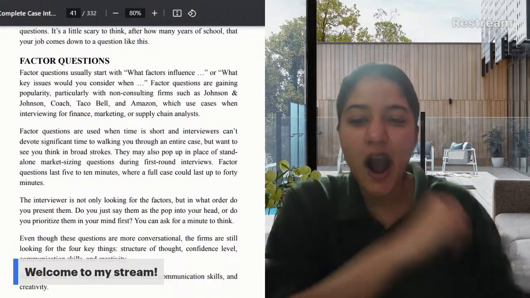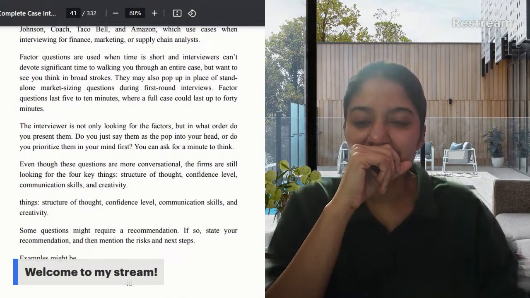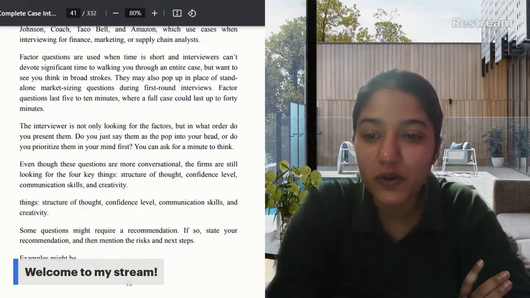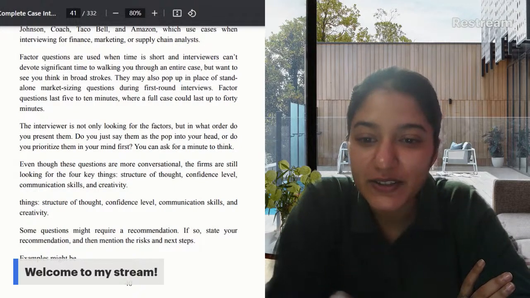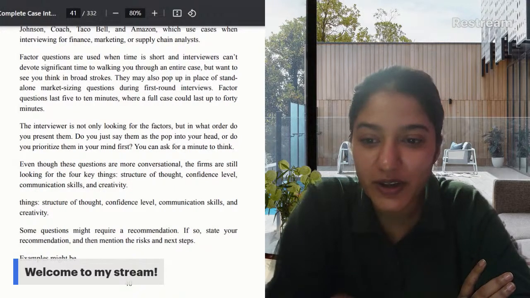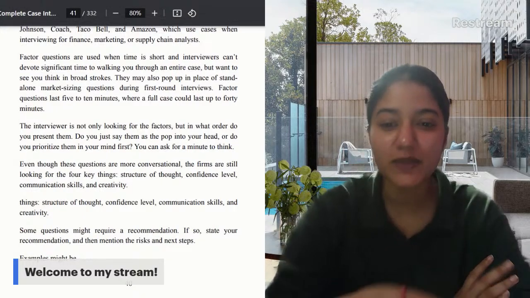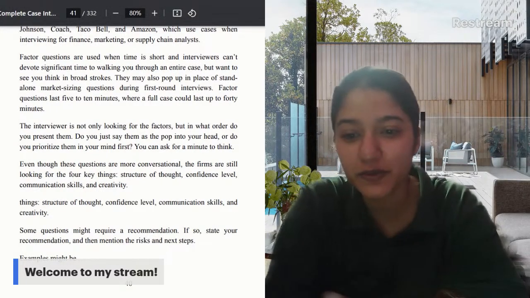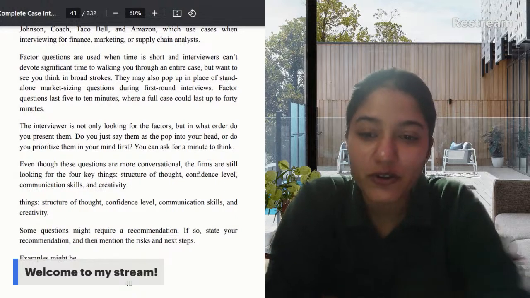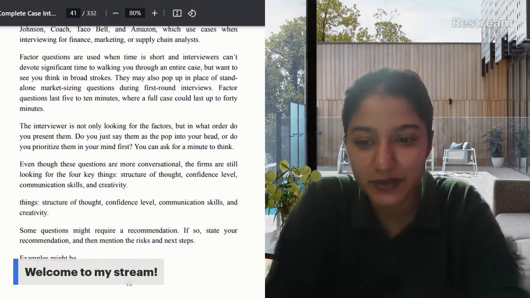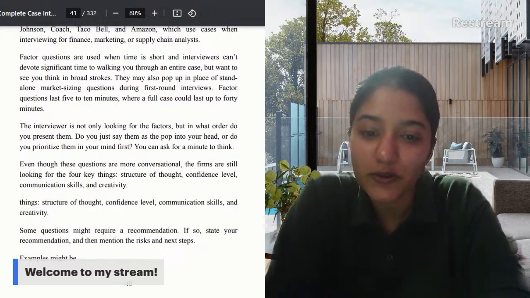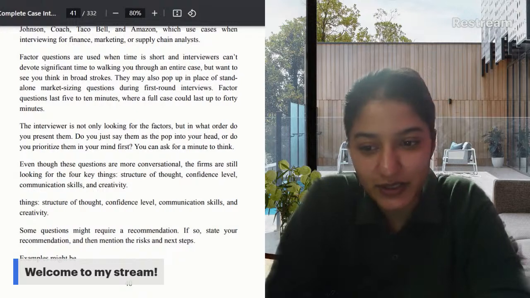The interviewer is not only looking for the factors, but in what order you present them. Do you just say them as they pop into your head, or do you prioritize them in your mind first? You can ask for a minute to think. Even though these questions are more conversational, the firms are still looking for the four key things: structure of thought, confidence level, communication skills, and creativity.